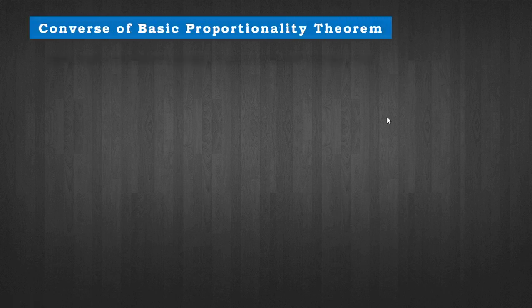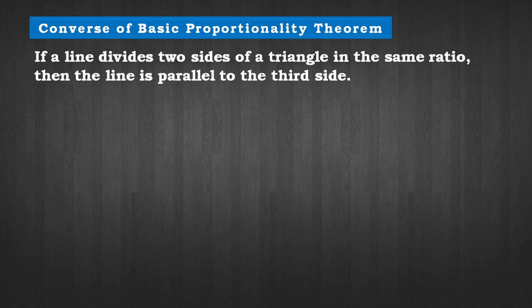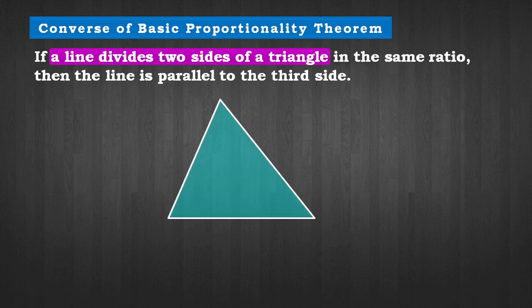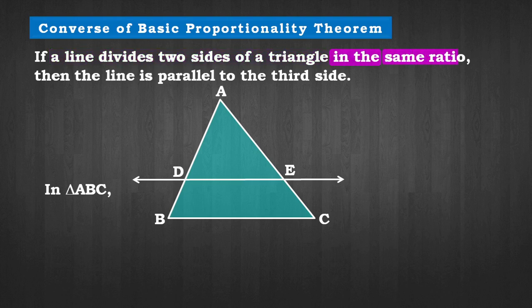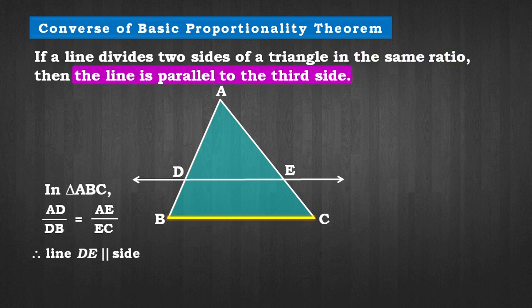First, the converse. Before going to solve the problem, let us recall the converse of the basic proportionality theorem. If a line divides the two sides of a triangle in the same ratio, then the line is parallel to the third side. That is, DE is parallel to BC. Then it divides in the same ratio, that is AD divided by DB and AE by EC. The line DE is parallel to the side BC by BPT theorem.